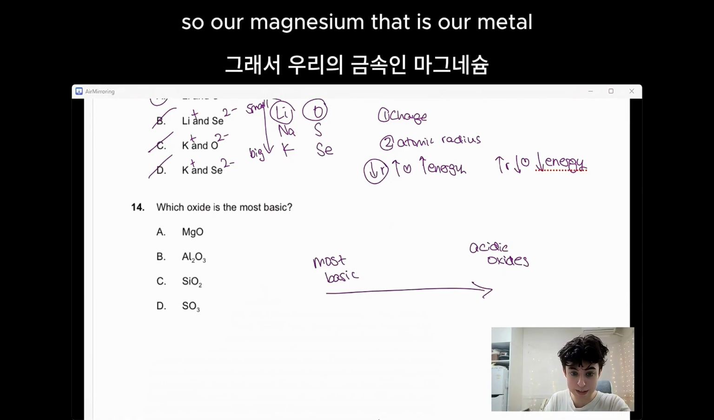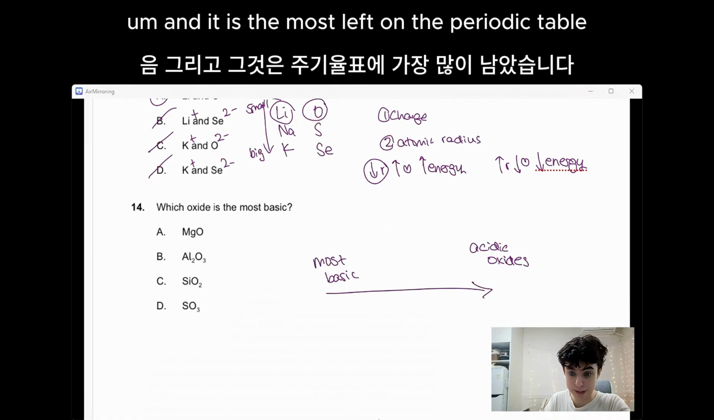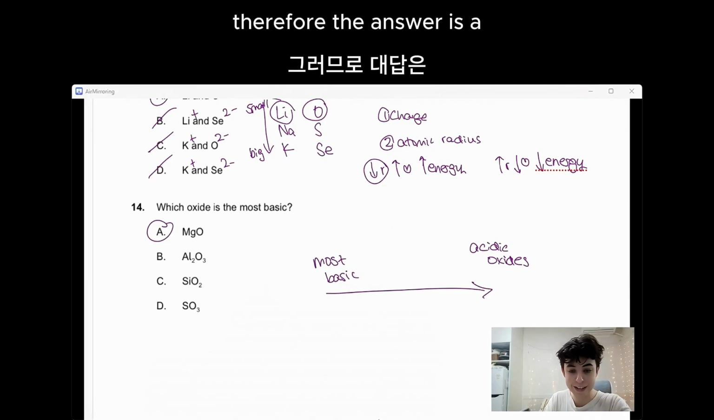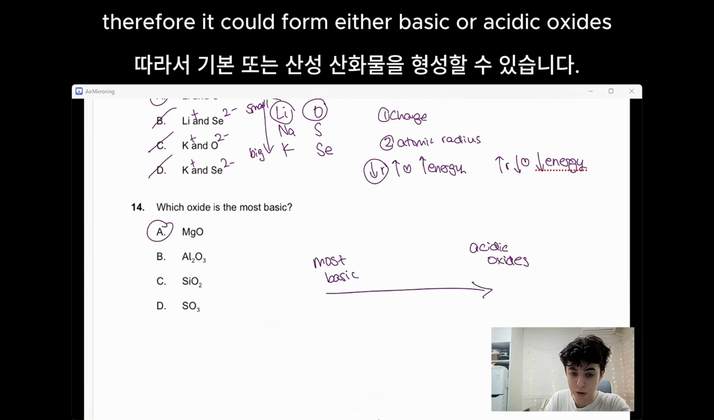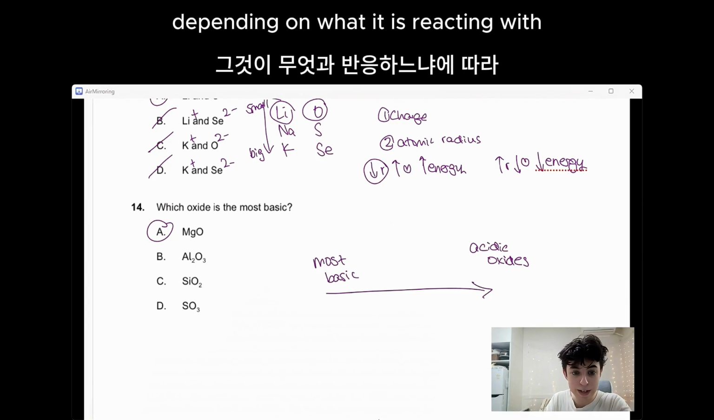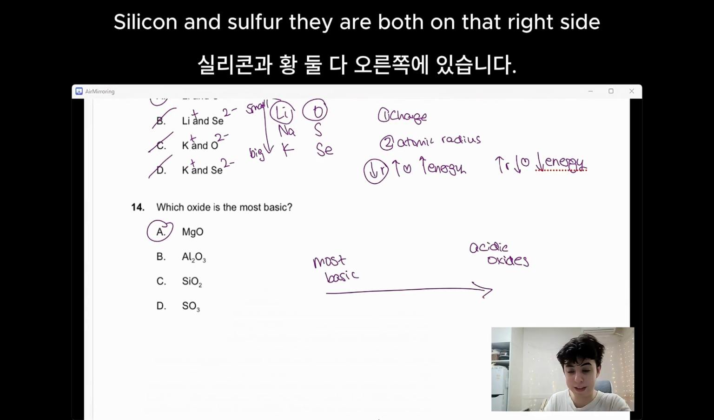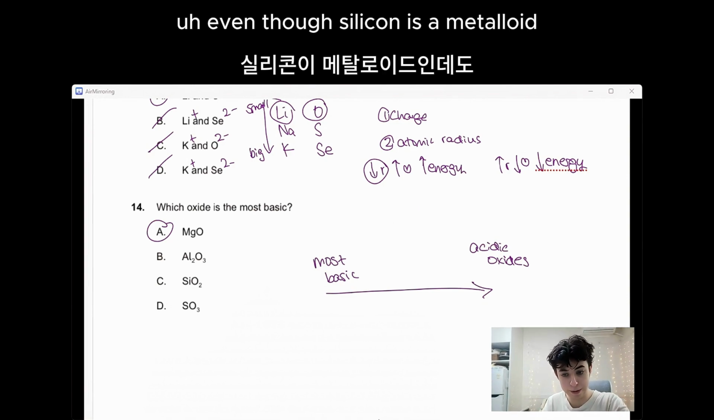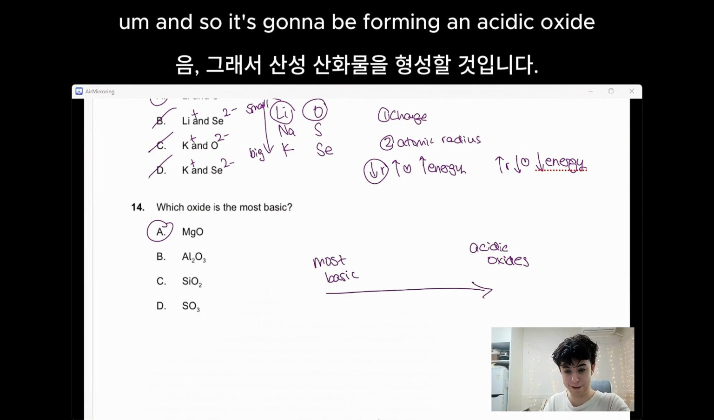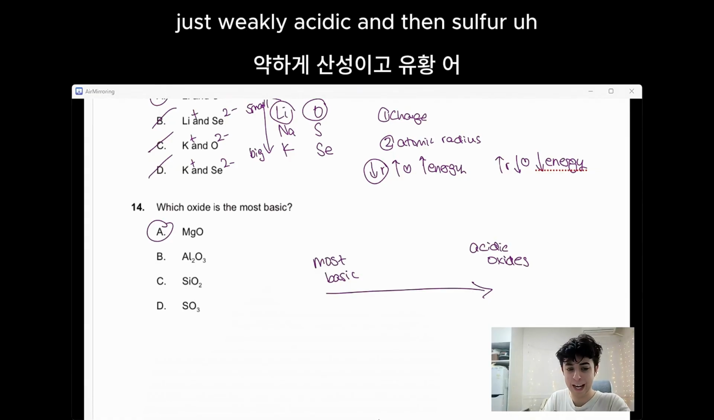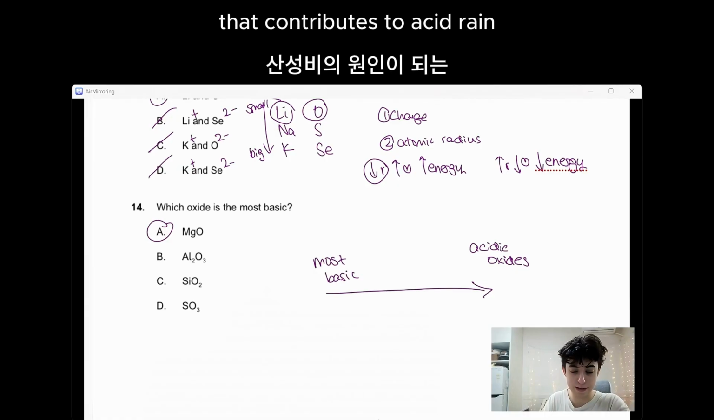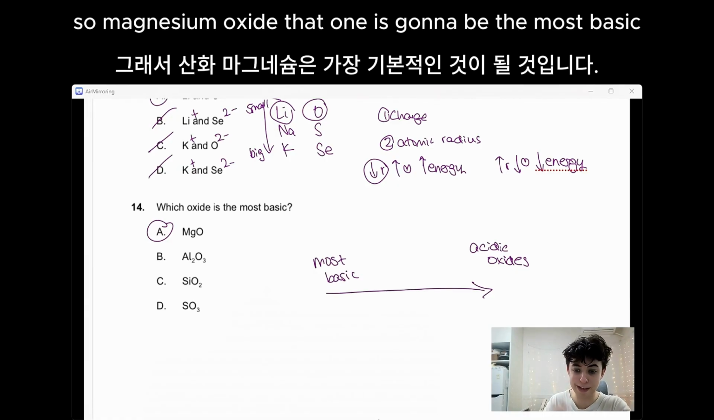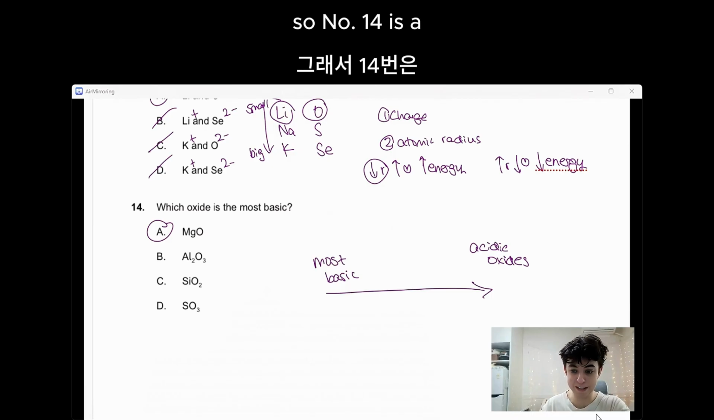So magnesium is our metal, and it is the furthest left on the periodic table. Therefore, the answer is A. Aluminum is going to be amphoteric. Therefore, it could form either basic or acidic oxides, depending on what it is reacting with. Silicon and sulfur are both on that right side. Even though silicon is a metalloid, it's still further right, and so it's going to be forming an acidic oxide, just weakly acidic. And then sulfur is going to be forming a very acidic oxide that contributes to acid rain. So magnesium oxide is going to be the most basic. So number 14 is A.